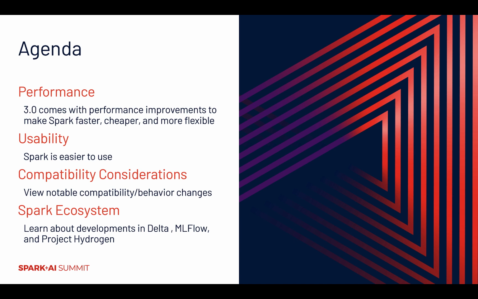But that's enough about me. Let's talk about what we're going to learn today. We're going to start off with performance. We're going to look at what's new in 3.0 and how it's going to make Spark faster, cheaper, and more flexible. Some of the most exciting new features in Spark 3.0 come in this category. From there, we're going to move into usability. We're going to look at what makes Spark easier to use here in Spark 3.0. After that, we're going to talk a little bit about some of the backwards compatibility considerations you may need to face and deal with when moving from Spark 2.0 to Spark 3.0. And last but not least, we're going to look at the broader Spark ecosystem, including where are the developments in Delta, MLflow, and Project Hydrogen.